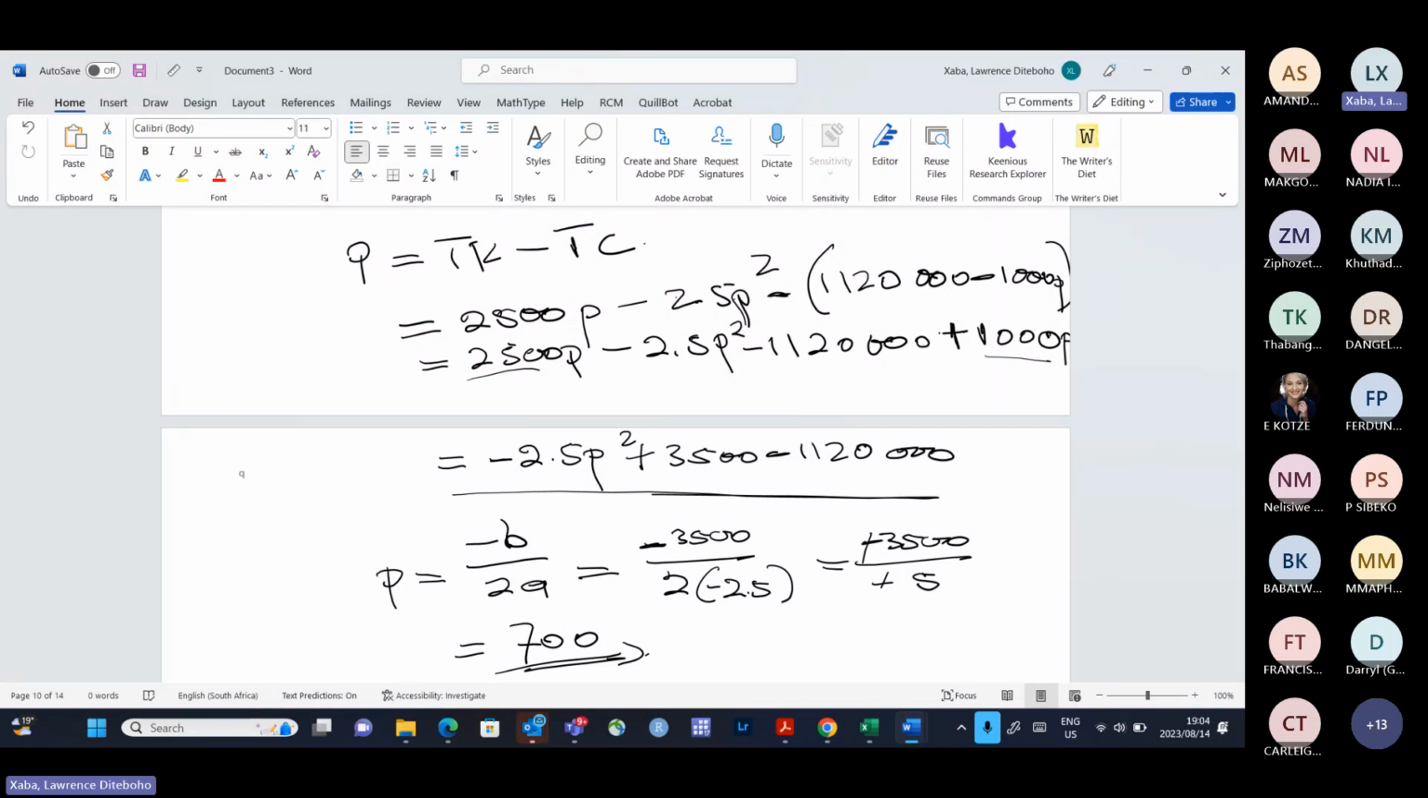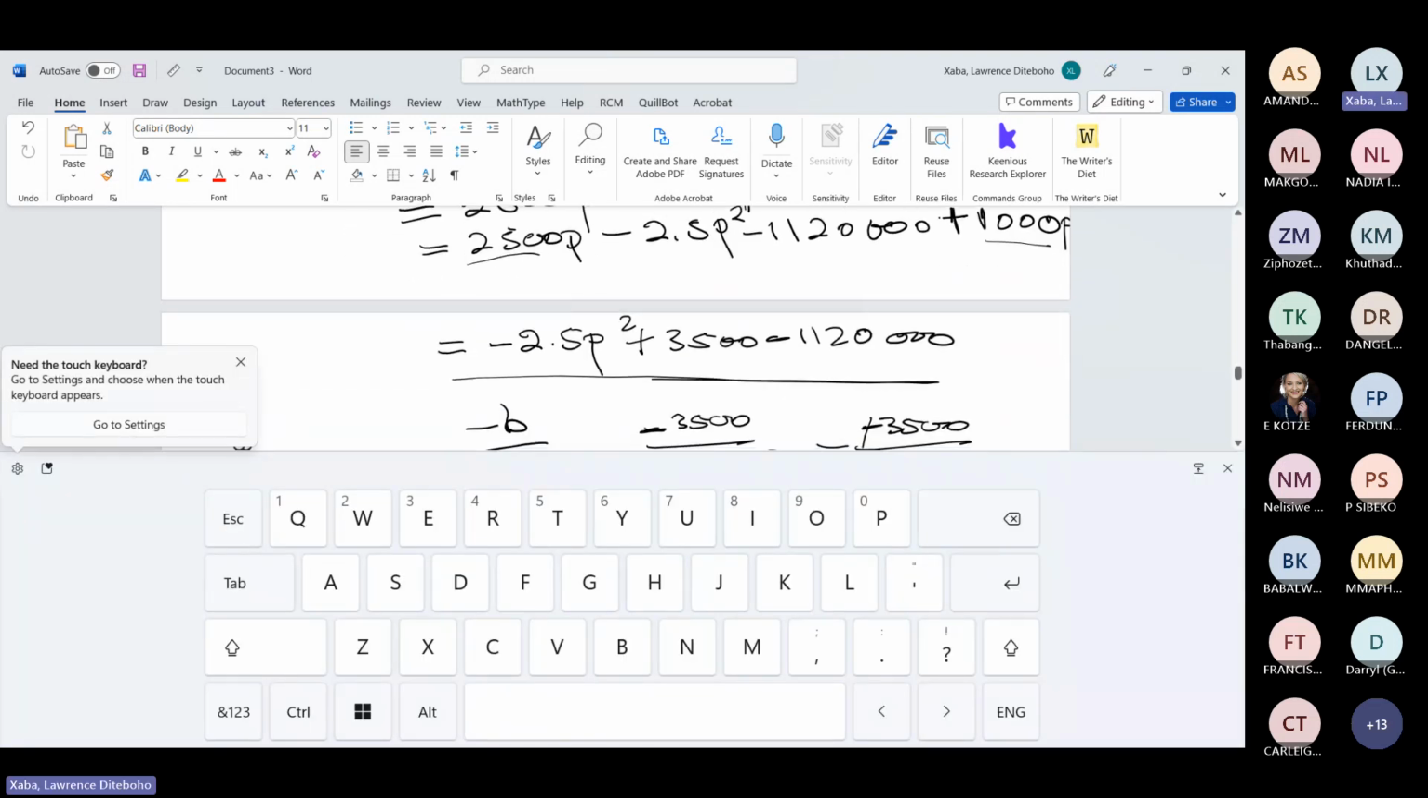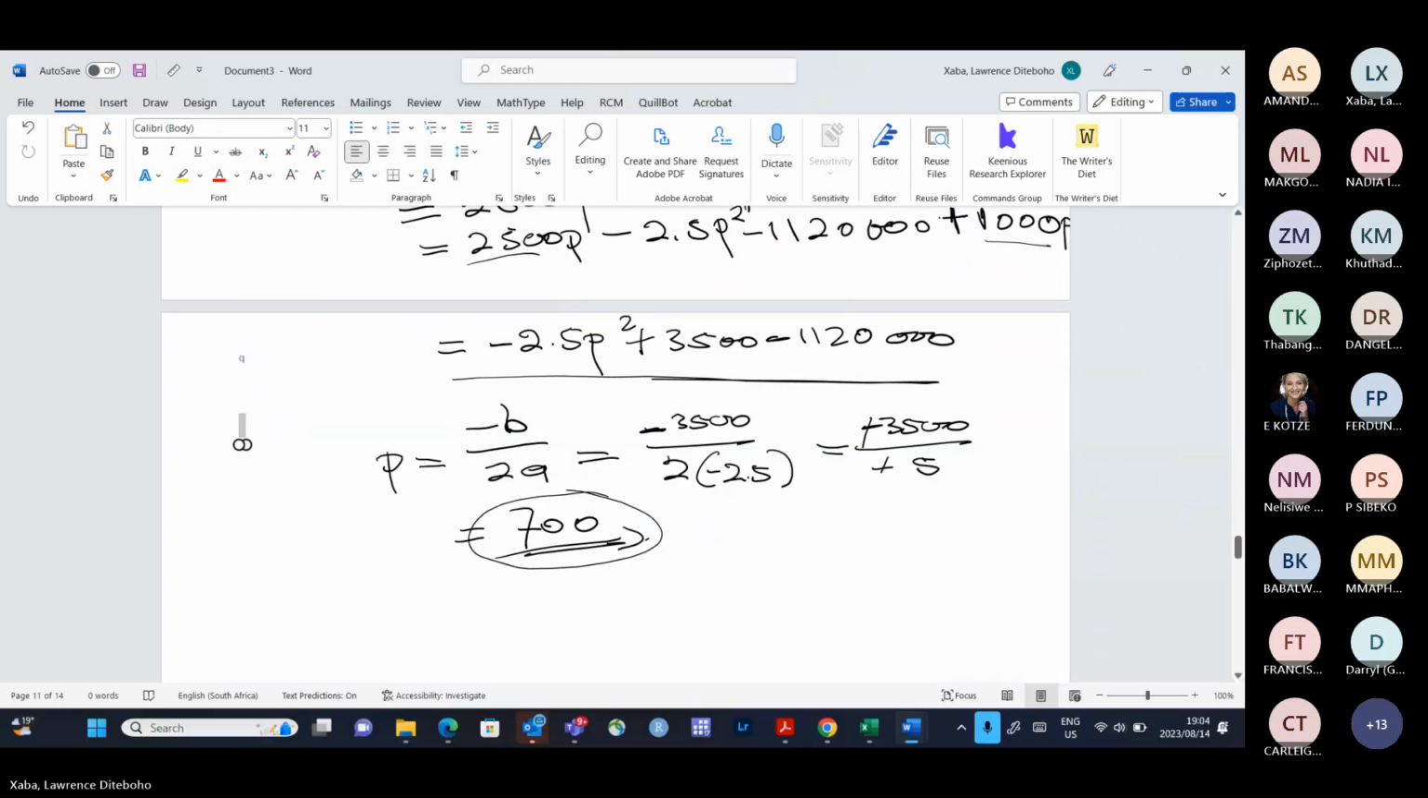So we know from here what we will do for us to know what is the maximum profit. We are going to take this and substitute it into the P equals negative 2.5P squared plus 3,500P minus 1.12. Okay, so where we see P now here, because now we want P maximum, we put 700.